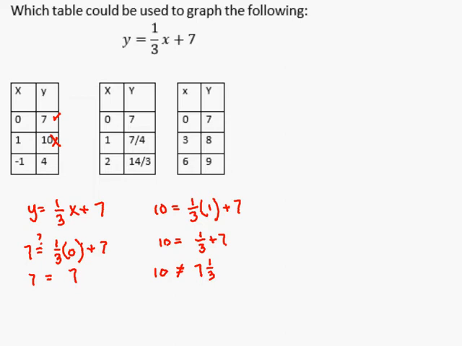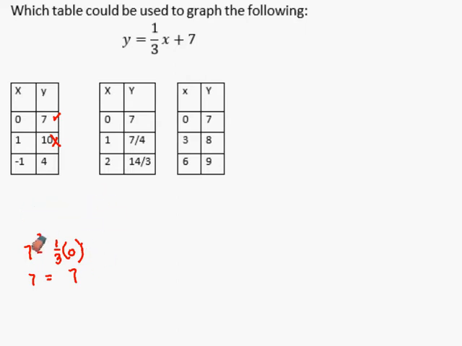So let's go ahead and erase this. Let me try one of the other tables. Let's try the second table. Probably should have picked a quicker way of erasing this, but whatever. Okay, so here we are with our next table. And we take the first ordered pair, 0, 7, and 0, 7 worked in our first table, so we know it's going to work on our second table.